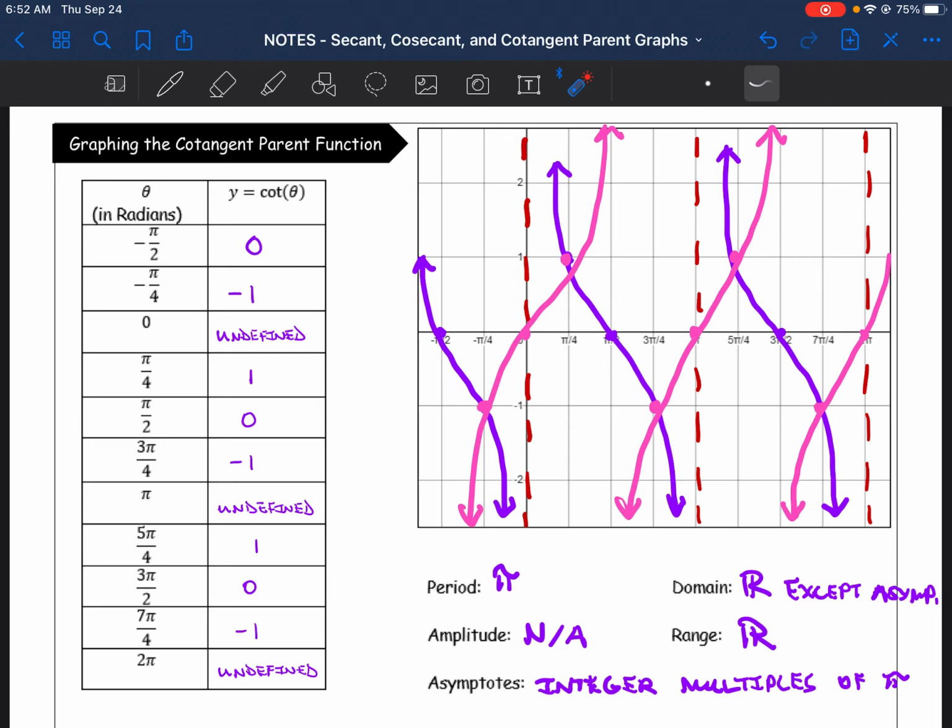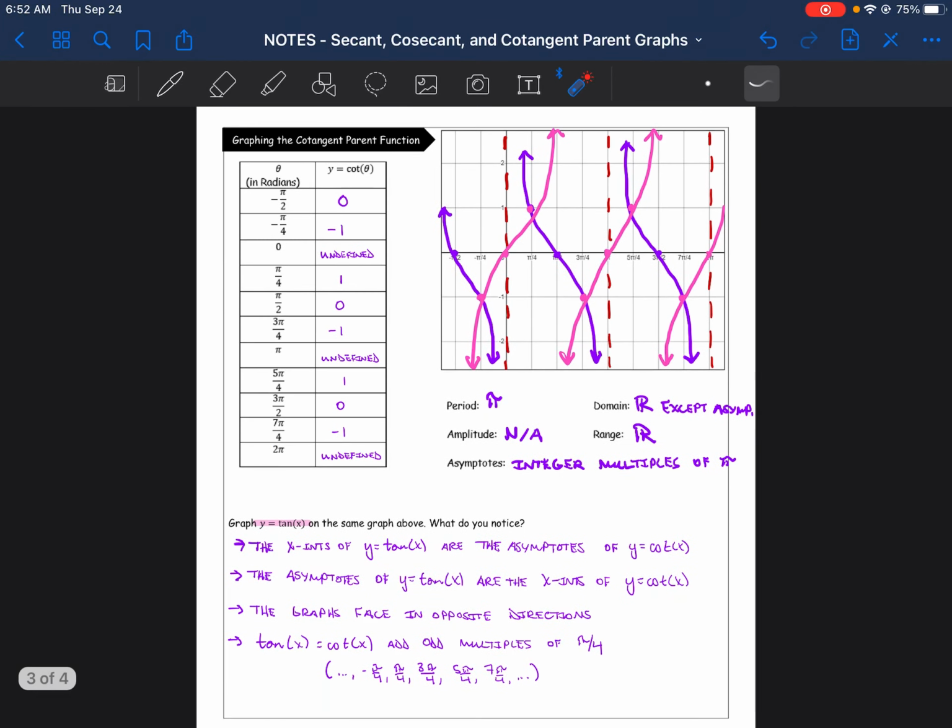As we already mentioned, the graphs face in opposite directions of each other. And another thing that's interesting here is that tangent and cotangent are equal to each other at odd multiples of pi over 4. So at negative pi over 4, we see the two graphs intersect. At positive pi over 4, the two graphs intersect. 3 pi over 4, they intersect. 5 pi over 4, 7 pi over 4. So we can see the intersection of the reciprocal functions at odd multiples of pi over 4. Okay? If you need to, take a moment to pause that. But those are the graphs of our parent functions for our reciprocal trig functions, secant, cosecant, and cotangent.